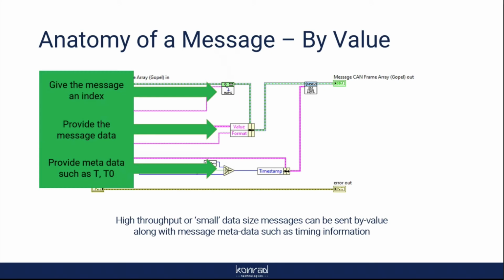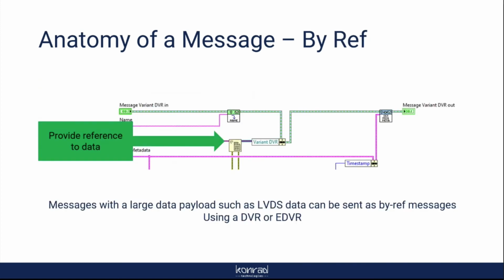Here we've got the anatomy of a message, the by-value implementation. In order to build our message object, we not only require the data, we have to provide the message data, perhaps some formatting information, but also an index so that we know we're receiving contiguous messages, and the metadata itself. In this case, the example I'm showing here is a timestamp. High throughput or small data messages can be sent by value along with message metadata, and that works really quite nicely. For larger messages, though, we want to use a by-reference implementation.